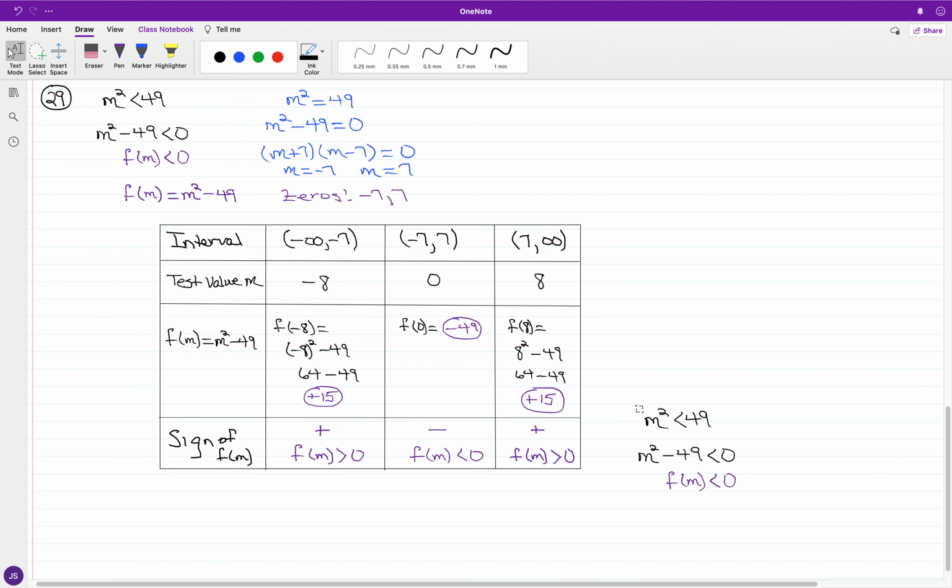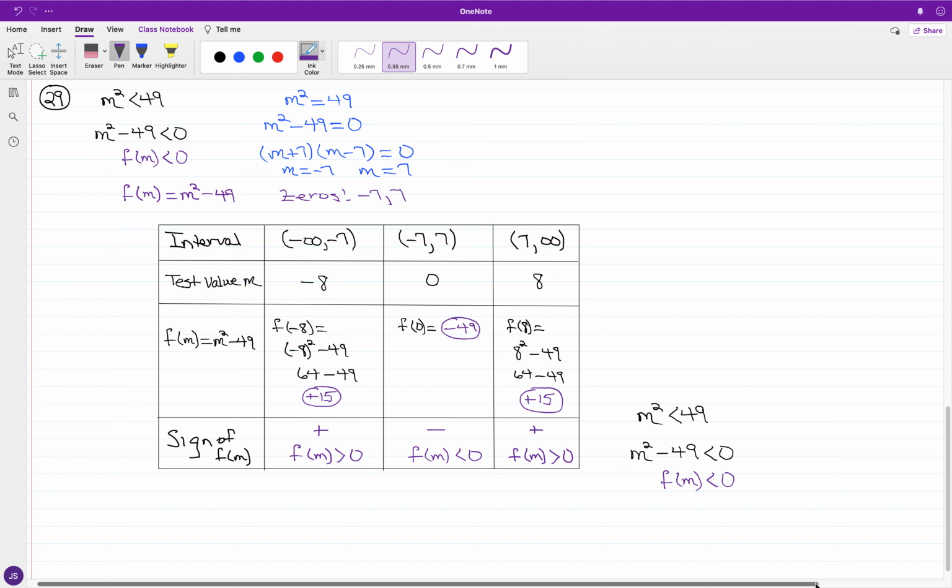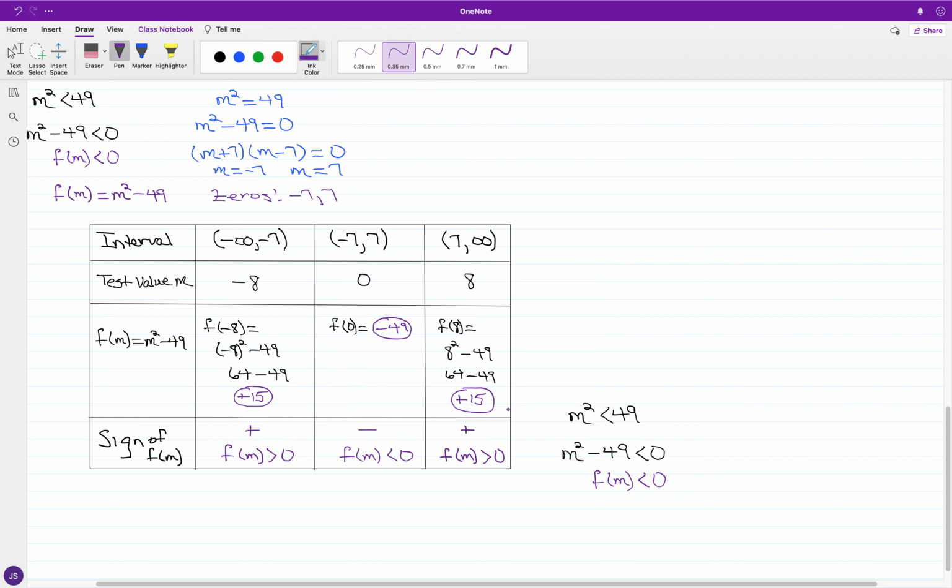There we go. So we have m squared is less than 49. And again, as a comparison to 0 inequality, that becomes f of m is less than 0. So looking at what we have in the table where f of m is less than 0, just referencing what we have at the very top, that would be the interval section, whereupon we'll have those values m, whereupon -7 is less than m is less than 7. And so that is going to be our solution. So no brackets in this one due to the nature of the inequality itself.